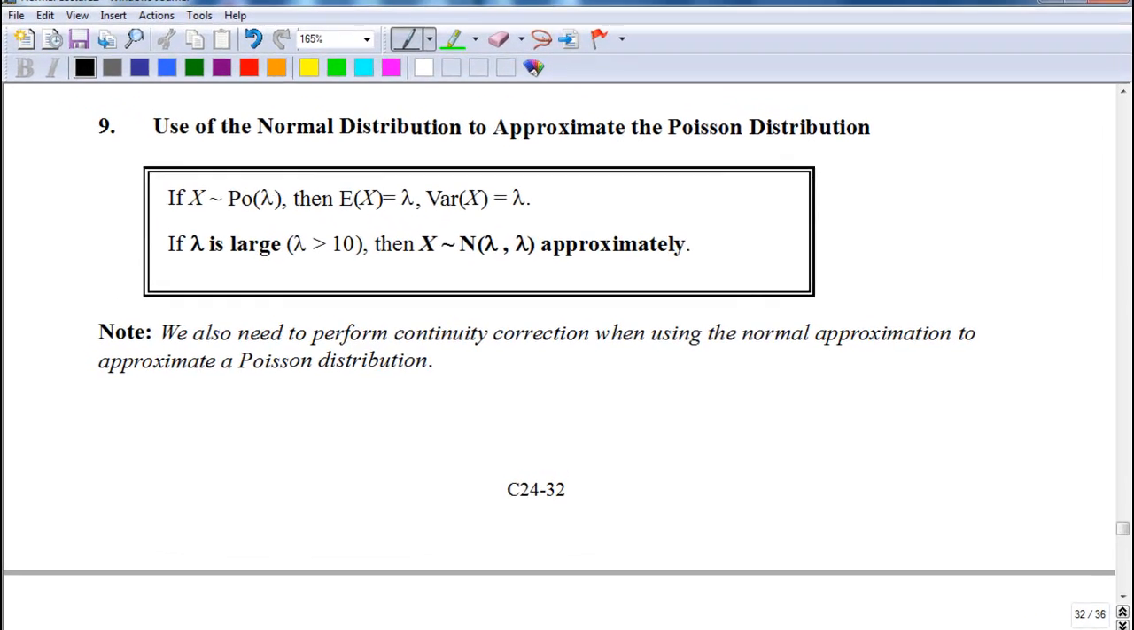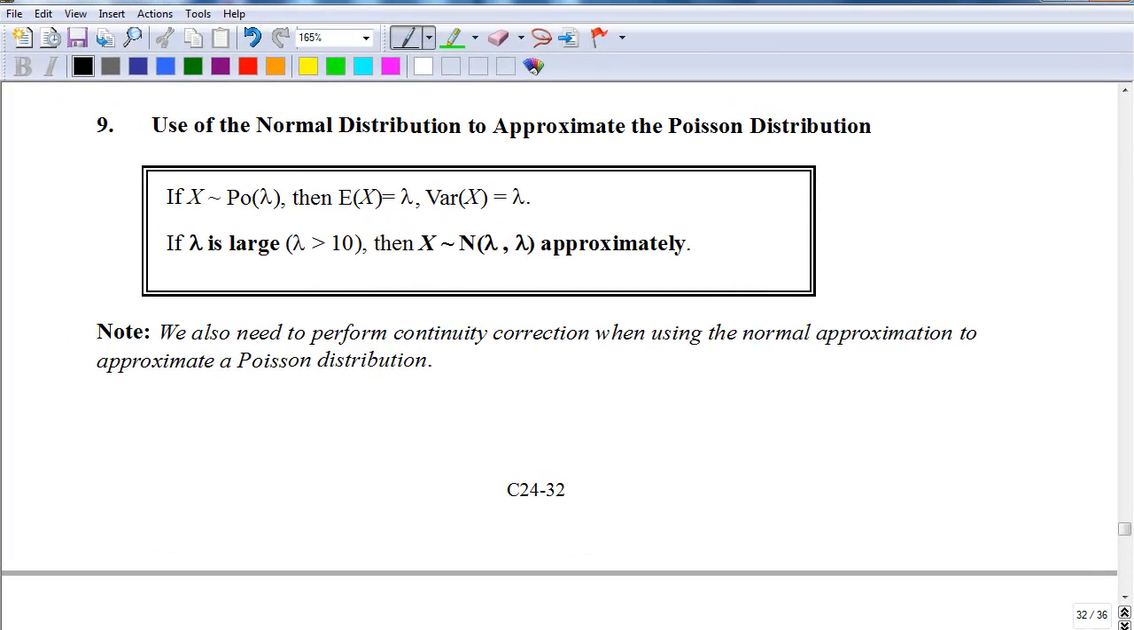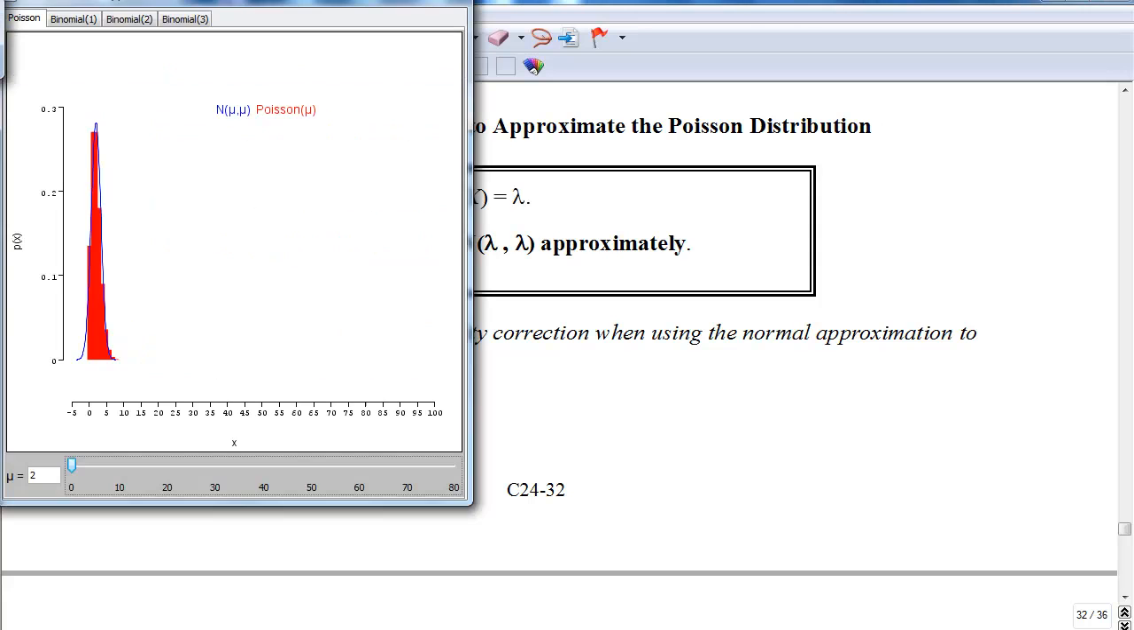Now in this last section, we want to look at how we can use a normal distribution to approximate the Poisson distribution. Now there will be a set of conditions for you to check before you can make the approximation. Before we look at the set of conditions, let's take a look at this simple application.